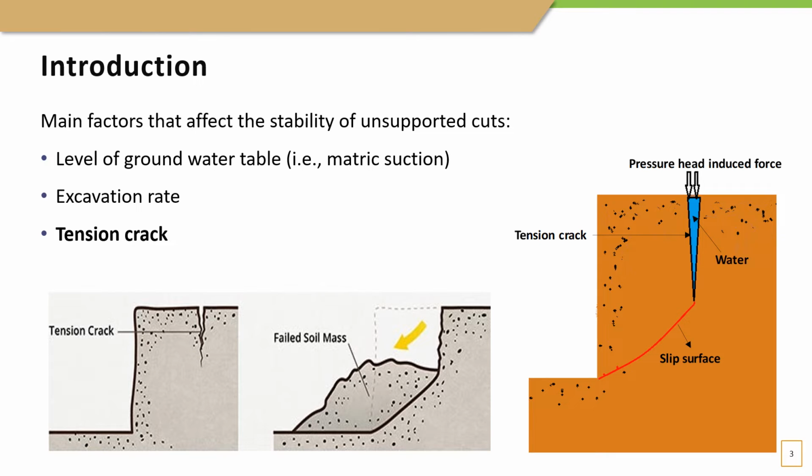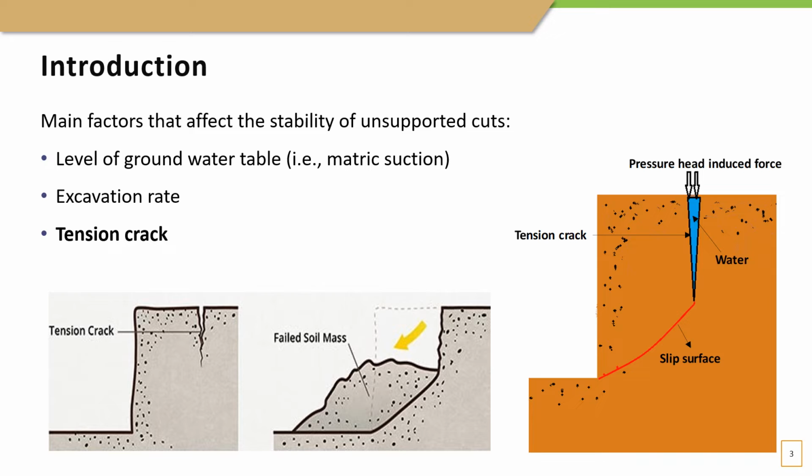Introduction. Unsupported vertical cutting is a primary activity in most engineering practices. Projects ranging from infrastructure development to mining initiate with this activity. Current regulations for this activity mainly depend on field observations and do not consider factors such as groundwater level, which influences matrix suction distribution, weight of excavation, and an often overlooked factor, tension crack.